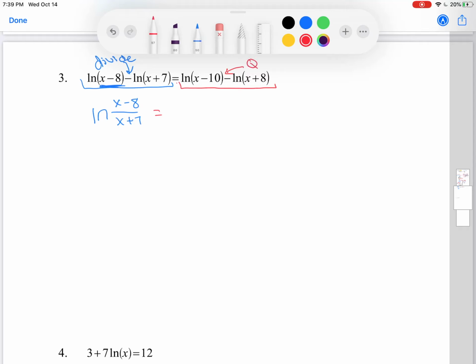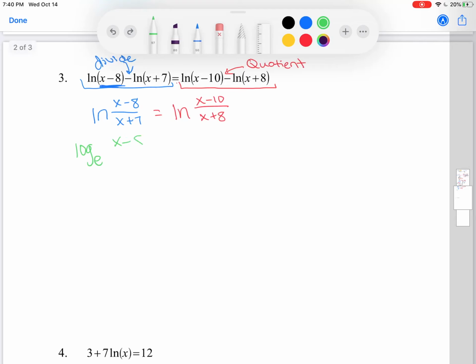Now let's look at the right side and do the same thing. I have 2 natural logs. I see what's separating those natural logs. It is a minus sign, so I need to use the quotient rule again, which is going to make me divide. So I bring them together into a single natural log, and then x minus 10 goes up top, x plus 8 goes down below.